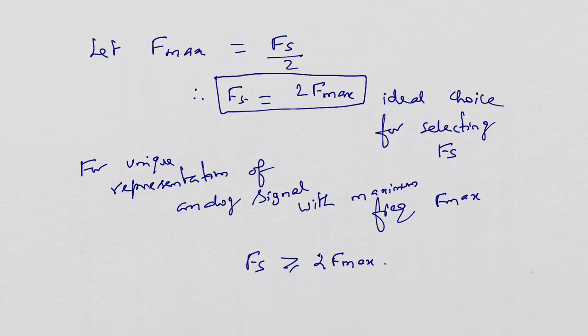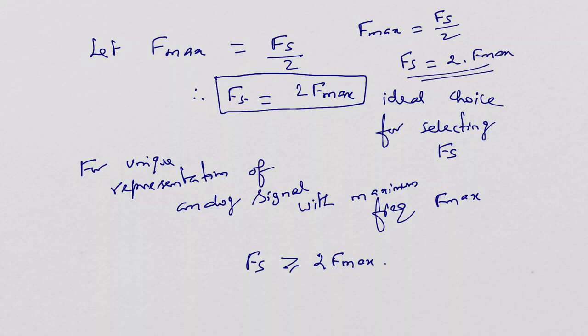So I should make sure that f max must be equal to fs by 2. If not, I have to use a filter to cut off the highest frequency. You should always see to it that f max is equal to fs by 2. If not, you just decide accordingly by using appropriate filters. Or you can choose fs equal to 2 times f max, a number around f max. The ideal choice for selecting sampling frequency is this condition.